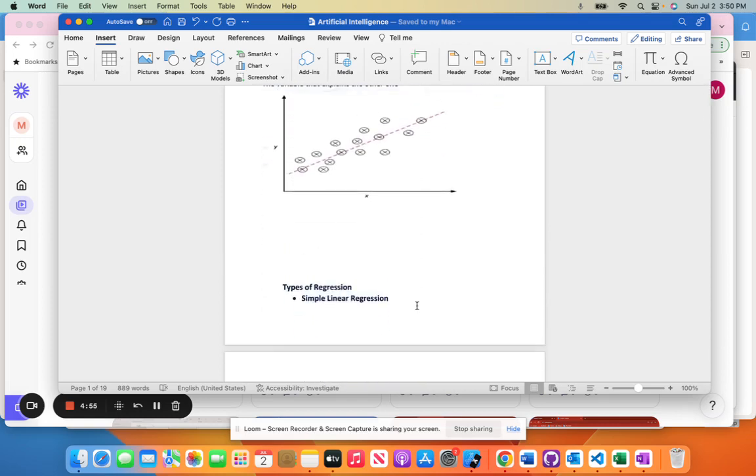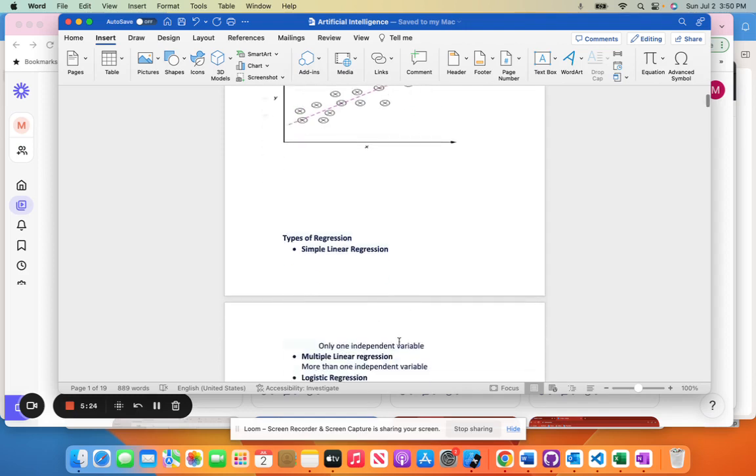So this seems a bit confusing. What is the meaning of simple linear regression? Suppose we want to calculate the price of a house as per its square feet. The square feet is the independent variable that is used to calculate the price, the dependent variable, I mean the y value. So this is simple linear regression.